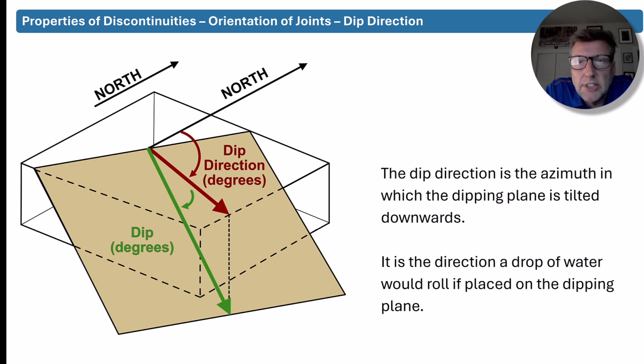The dip direction is the horizontal angle between the north arrow and the direction in which the dipping plane is tilted downwards. It can be thought of as the angle between the north arrow and the projection of the dip onto the horizontal plane. We can really think about this in quite an easy fashion. The dip direction is the direction a drop of water would roll if placed on the dipping plane.